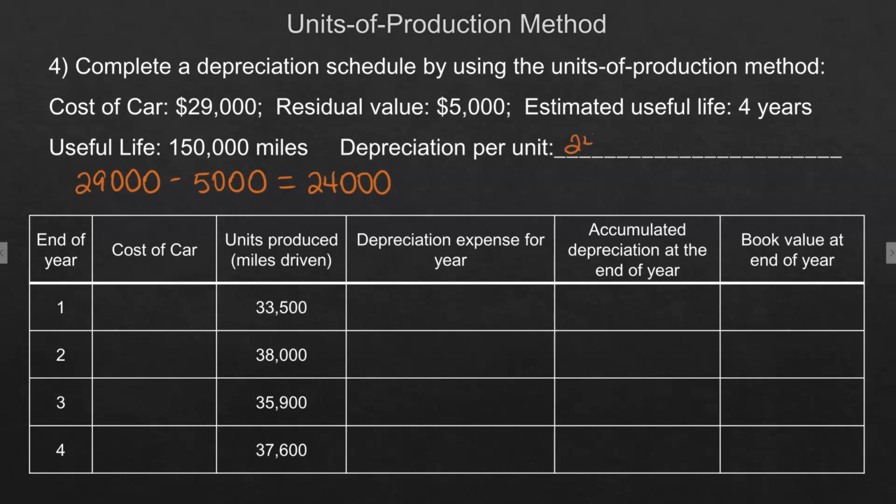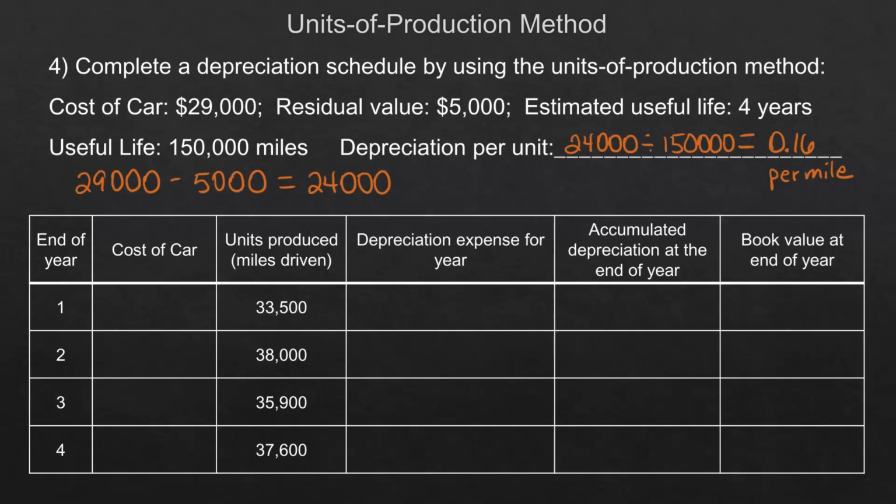We're going to divide that by the number of miles that we feel that we can drive this car, which is 150,000. Right? So the useful life was 4 years, but we don't really use that except for the chart. But we do use that 150,000 miles. So when we divide, we get 0.16, which is 16 cents per mile. Right? That's how much we get to depreciate.